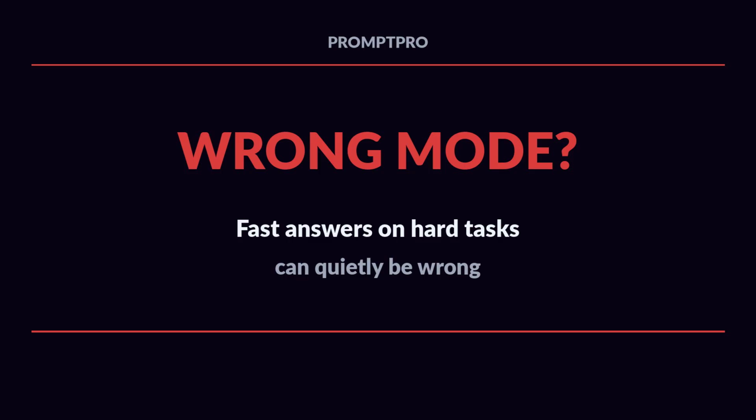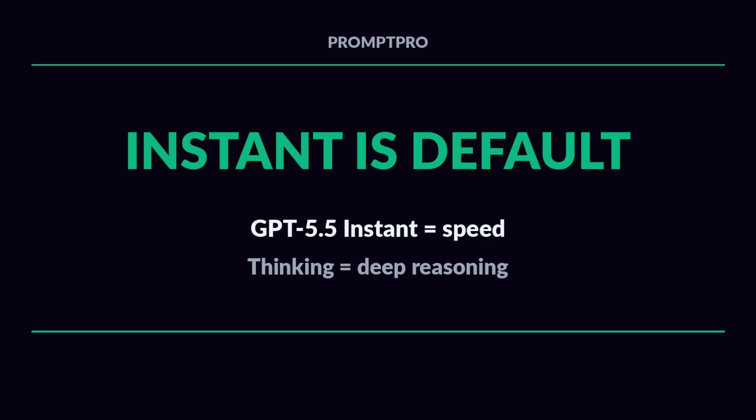Step 1. Open the model selector. In ChatGPT, look at the top of your screen near the model name or next to the message box, depending on your device. There's a small drop-down showing which model is active. Tap it. That drop-down is the single most useful button in the whole app, and most people never touch it.